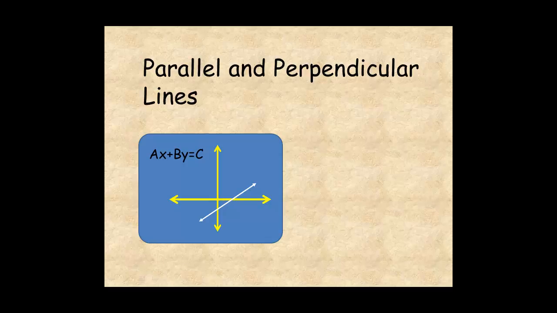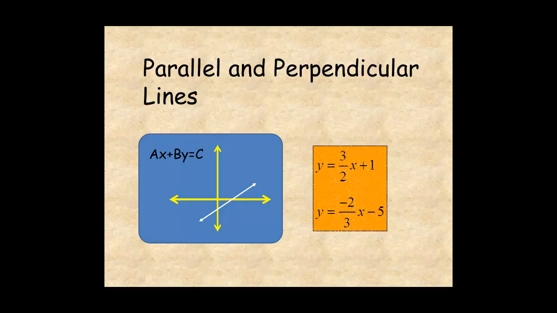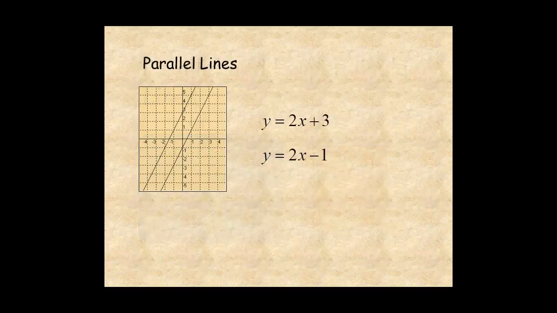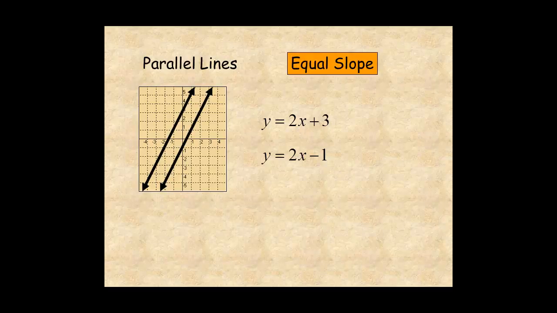This lesson explains the relationship between lines that are parallel and lines that are perpendicular. Parallel lines are lines that never intersect. They travel side by side, moving in the same direction. So it makes sense that parallel lines have equal slope. For example, both of these lines have slope equal to 2.